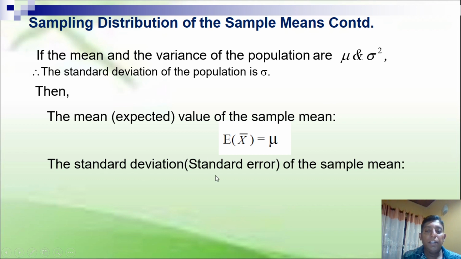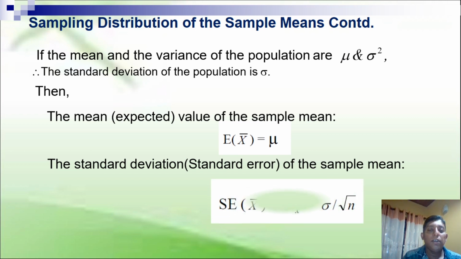The standard deviation of the sample mean, the standard deviation of the sample mean values, we give a new name. We call it the standard error. Standard error is equal to the population standard deviation divided by the square root of n, where n indicates the sample size. By dividing the population standard deviation by the square root of n, we can obtain the standard deviation of the sample means.